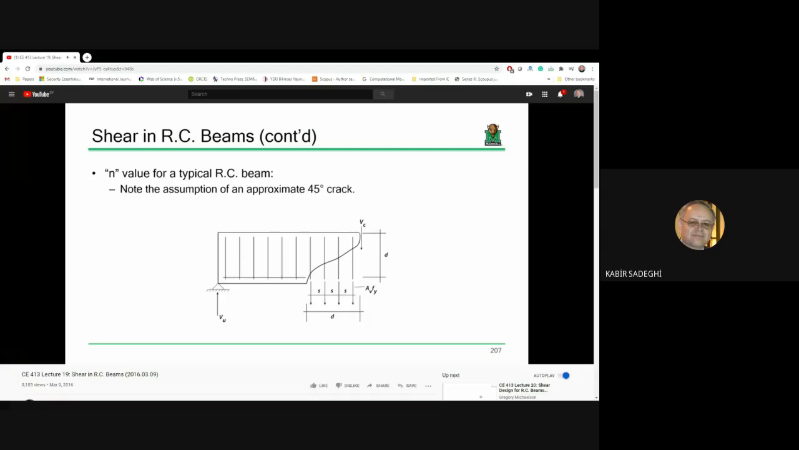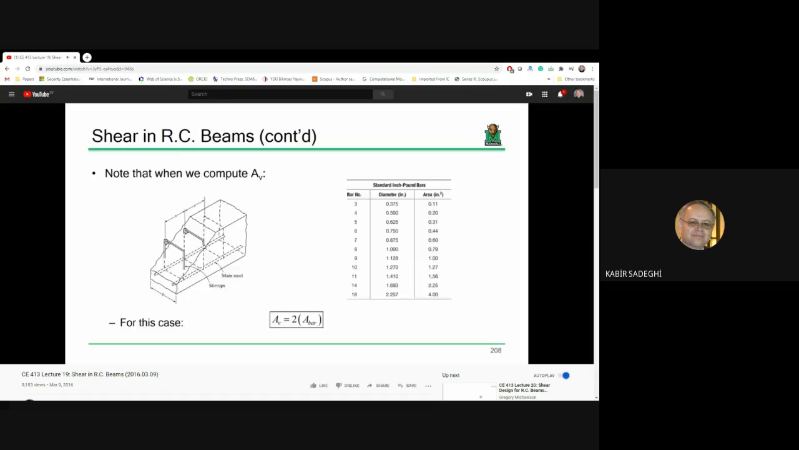The idea behind n is that we assume, okay, we assume that the beam cracks diagonally, you know, as follows, and that n value is basically we're trying to determine how many stirrups are there in a given crack. So it's the depth divided by the stirrup spacing. Does that make sense? Okay. All right. Now here's another thing. A sub v is the area of steel that resists shear. Okay. Now this is a typical shear stirrup layout.